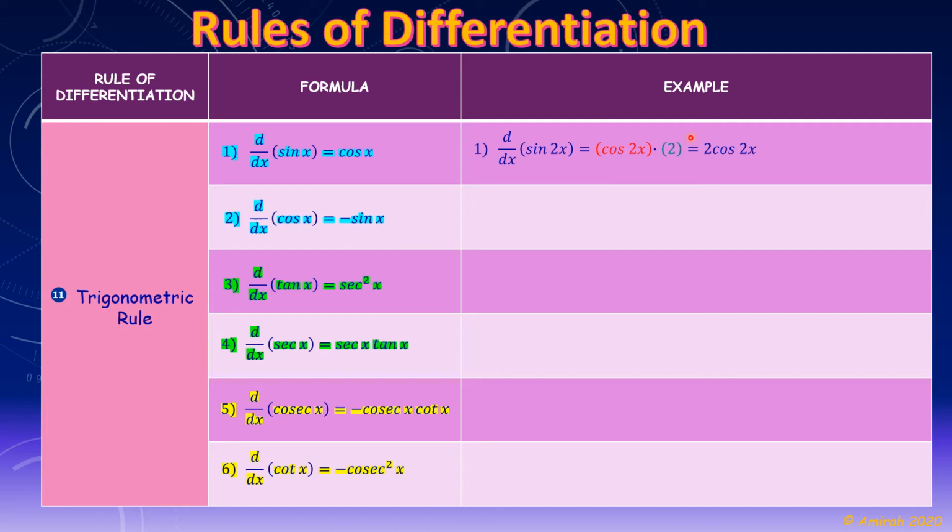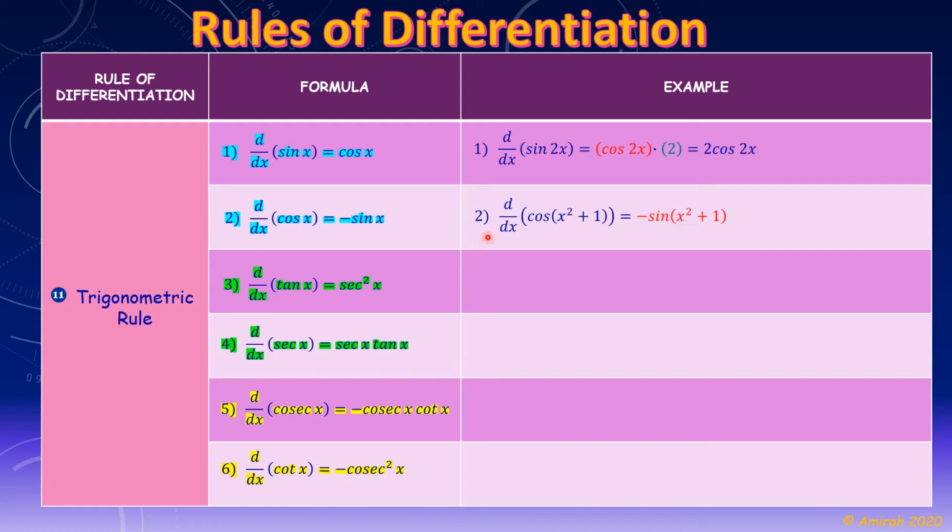And then after that we simplify. We cannot multiply 2 times 2x here because 2x is a composite function with cos. It means that 2x here is the angle of cos. So what we do is we just bring the constant 2 to the front. So we have 2 cos 2x. The final answer.